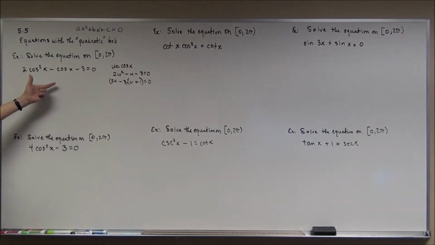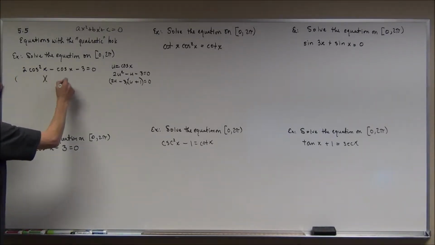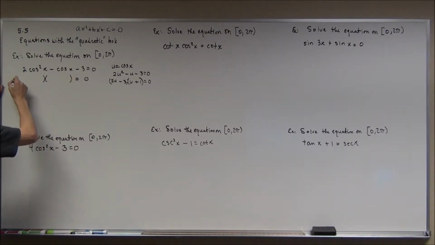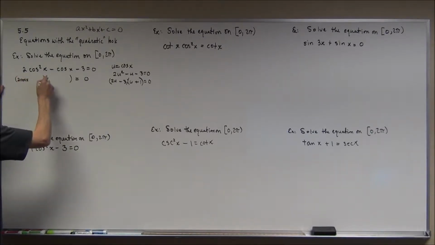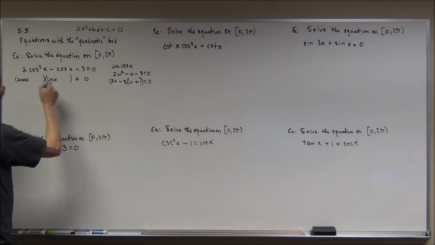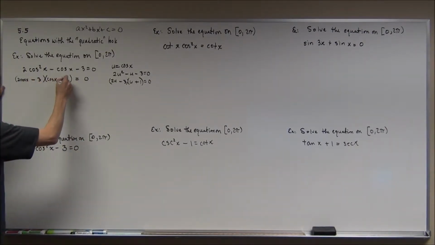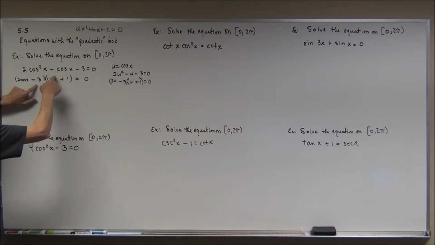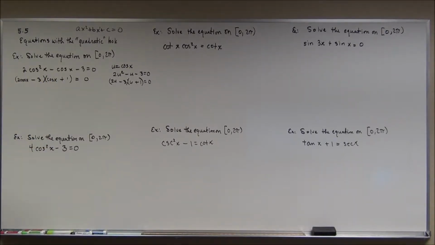Well, I'm going to factor this in a similar manner. I'm going to break this down into two binomials, set equal to 0, where instead of 2u and u, I have 2 cosine x and cosine x. And then notice here I have the minus 3 and the plus 1. This would be plus 2 cosine x, this would be minus 3 cosine x, which gives me the minus 1 cosine x in the middle.